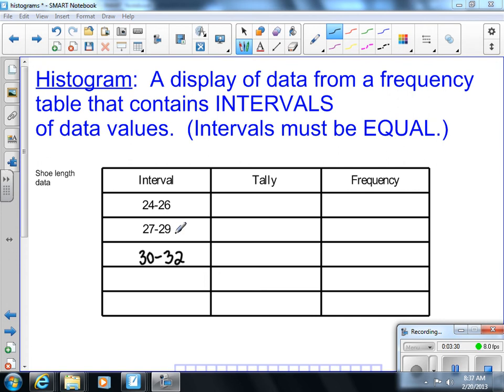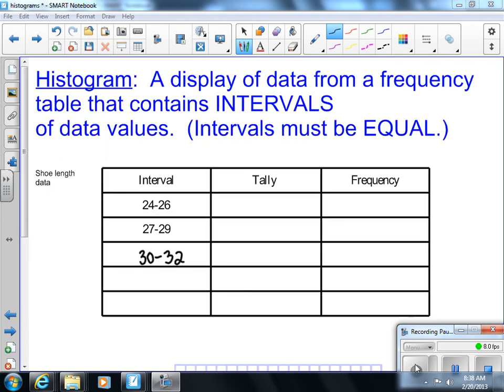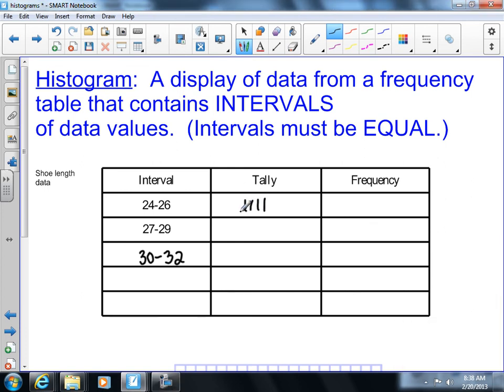Okay, how many did I have between 24 and 26? Let's go back and look. Okay, between 24 and 26, I had 1, 2, 3, 4, 5, 6, 7. Okay, so I'm going to make 7 tally marks. And my frequency is 7.